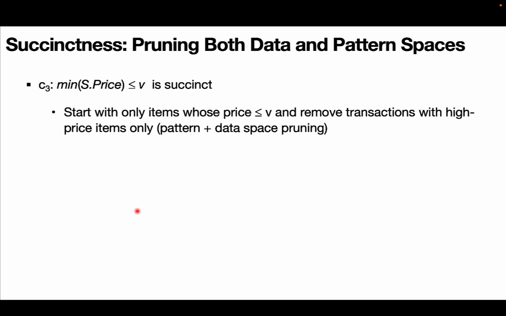What about C3? Minimum of s.price less than or equal to some quantity V is succinct because we can start with only items whose price is less than or equal to V and remove all the transactions that contain higher price items, which combines both pattern and data space pruning.